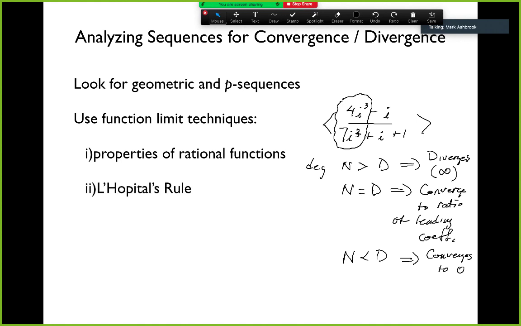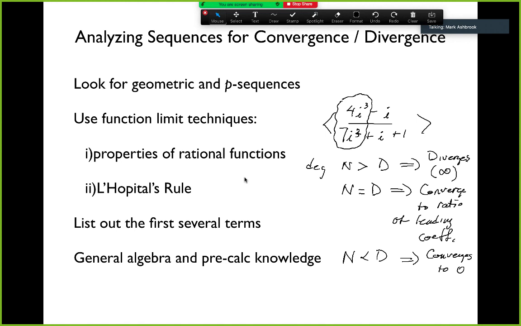We just saw L'Hopital's rule. So here's another technique you can use that we just saw an example of. Another thing you can do is just list out several terms. Use common sense, use deductive reasoning. You're going to need general algebra and pre-calc knowledge. And like I said, deductive reasoning.